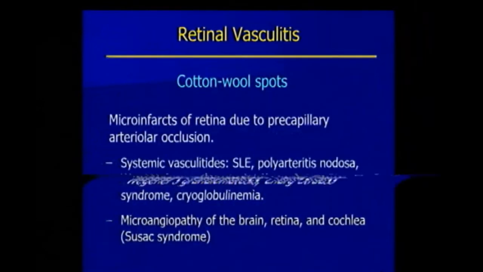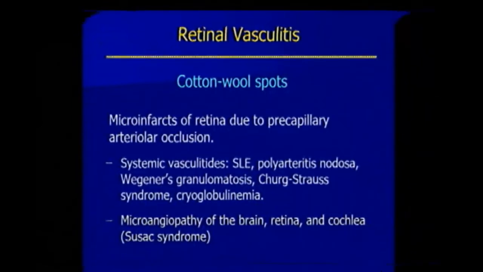If you see cotton wool spots, again, you are seeing a patient with retinal vasculitis. I'm going to discuss how you would approach the diagnosis based on the signs present in the retina. So, presence of many cotton wool spots, which represent microinfarctions of the retina due to precapillary arteriolar occlusion, you can think about systemic vasculitic entities. That's what I call vasculopathy, such as systemic lupus erythematosus.